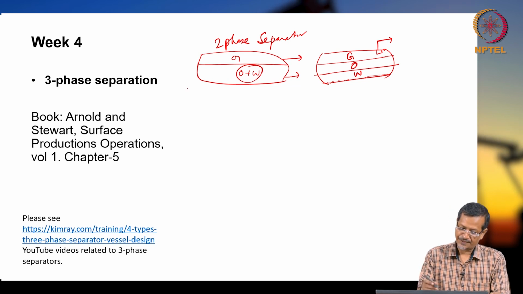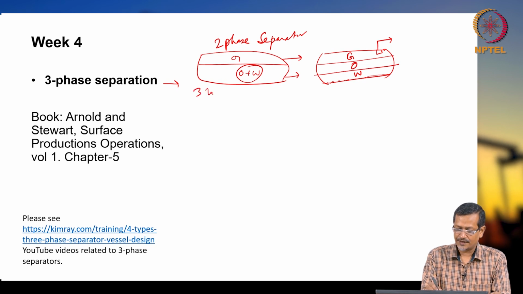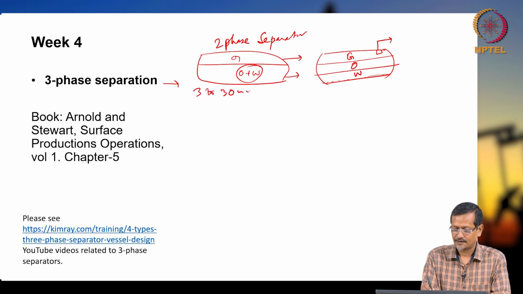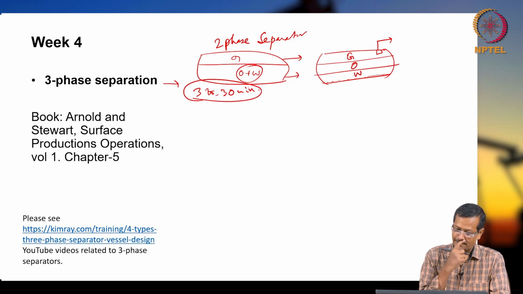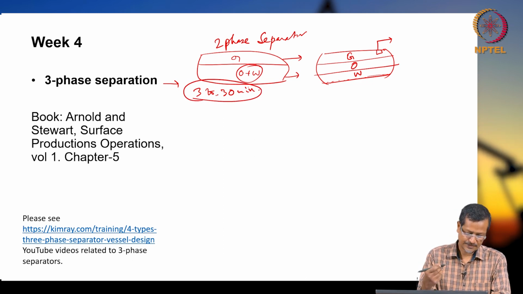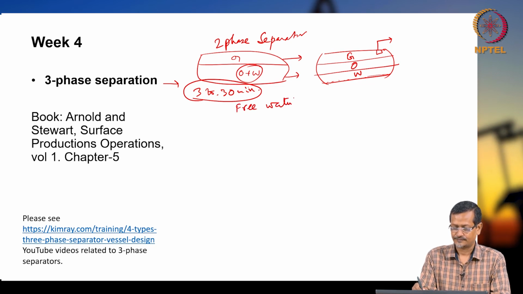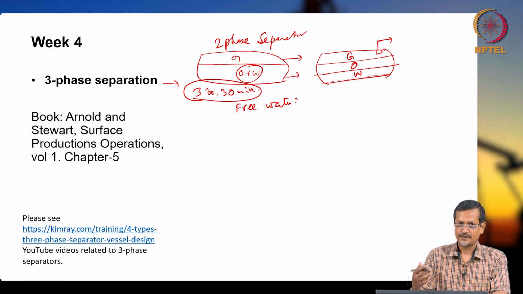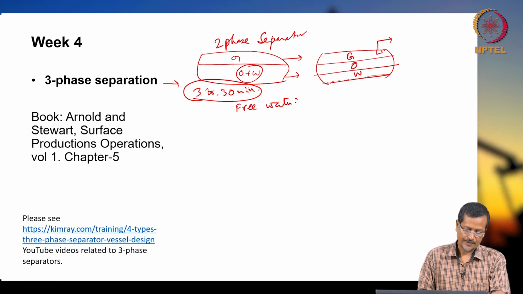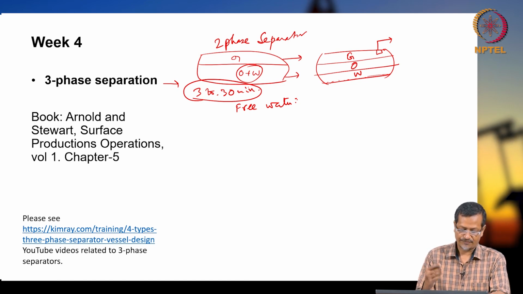Now, retention time. Normally it is 3 to 30 minutes. Okay, up to 30 minutes of retention time will be there. The other term we explain is free water. When you are separating, some water comes out automatically, so that is free water. The water fraction obtained from gravity settling is called free water.